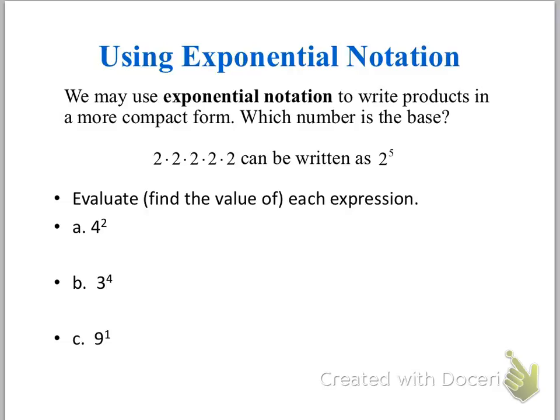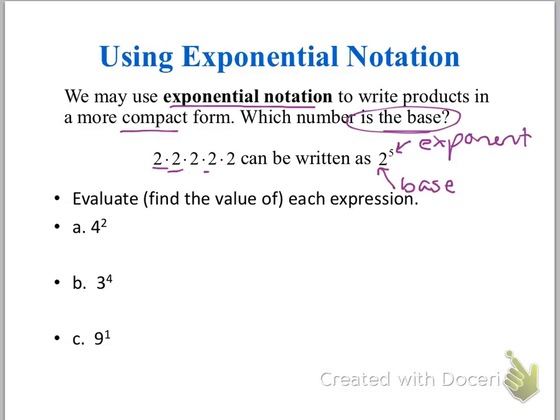Okay, so real quick, let's refresh ourselves on what exponents are. We may use exponential notation to write products in a more compact form. Which number is the base, the 2 or the 5? If you said 2, you are correct. That is called the base. And the 5 is called an exponent. So 2 times 2 times 2 times 2 times 2 can be written as 2 to the 5th power. So 4 to the 2nd power, or 4 squared, is really 4 times 4, which is 16.